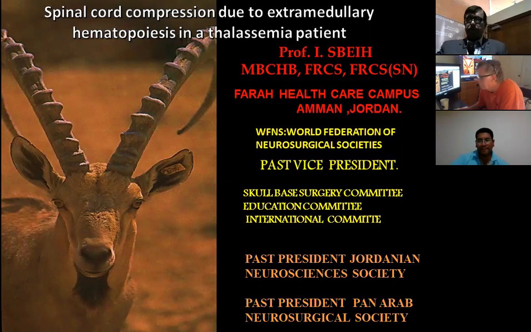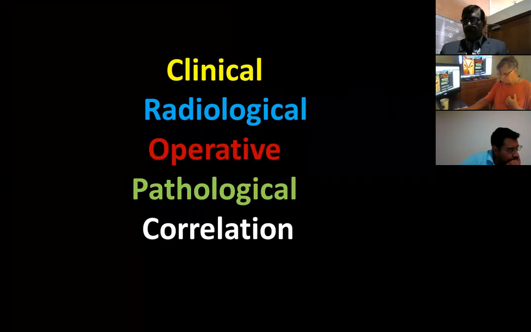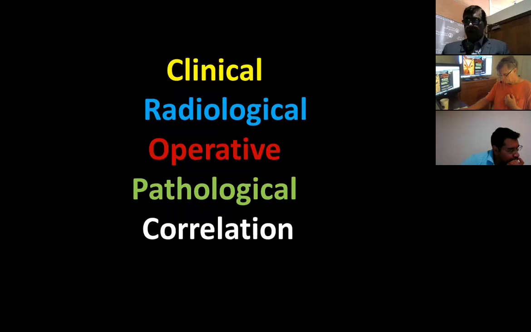And the topic for today is spinal cord compression due to extramedullary hematopoiesis in a thalassemia patient. So the title has so many components: the thalassemia, the extramedullary hematopoiesis, and the cord compression. And the usual theme is the clinical, radiological, operative, and pathological correlation.